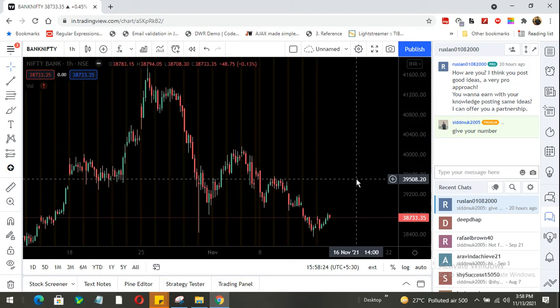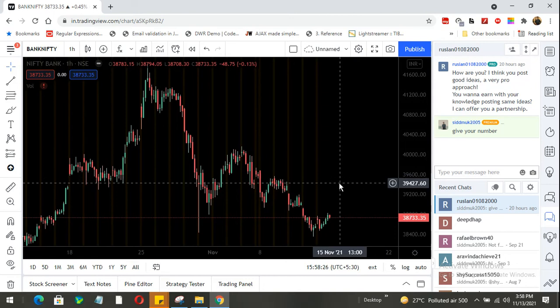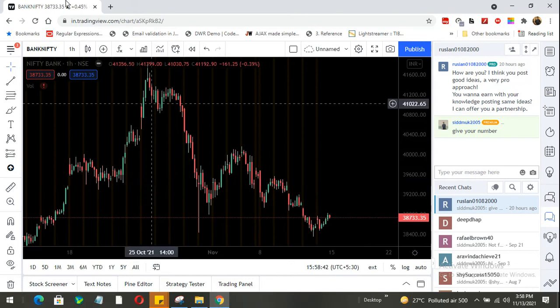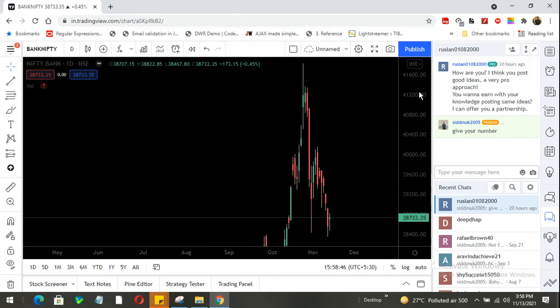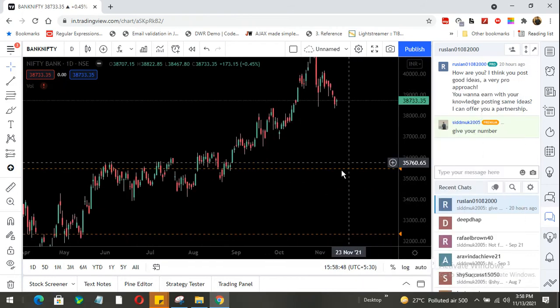First thing I want to tell you is that candlestick patterns work on resistance and support areas only. So first you have to identify your patterns, but before that, draw the resistance and support areas. Start drawing the resistance and support areas from the daily chart.